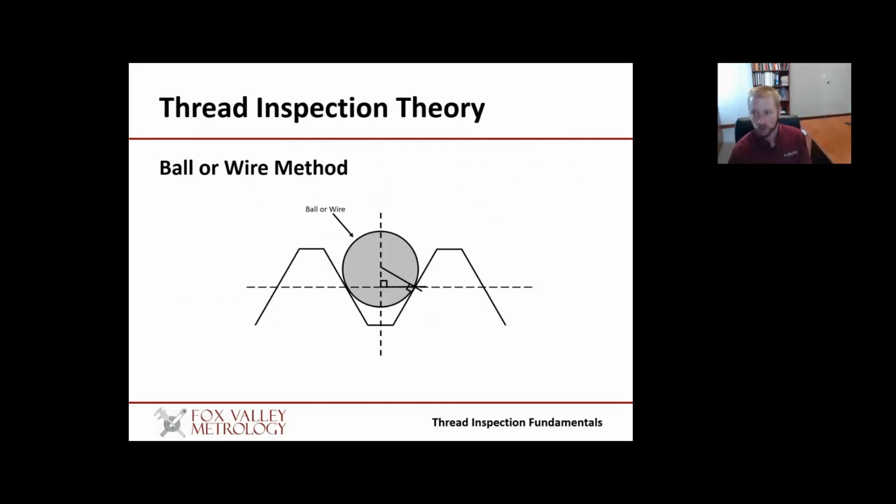So the wire or ball is placed between adjacent flanks of a thread at a point that rests on the flanks at the pitch diameter. So essentially, in the case of measuring external threads, you'd measure the distance from wire to wire, and then you'd subtract out the constant of that wire. However, this measurement method has two major flaws.